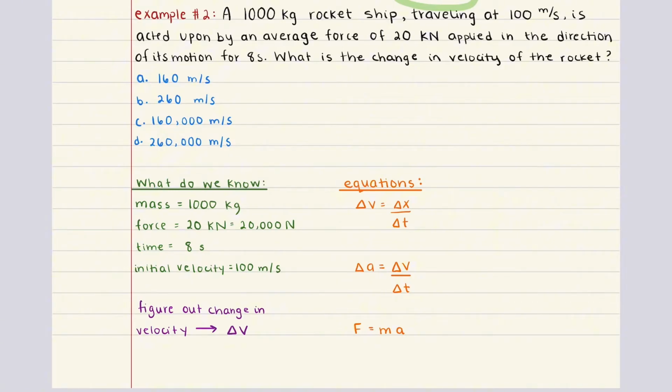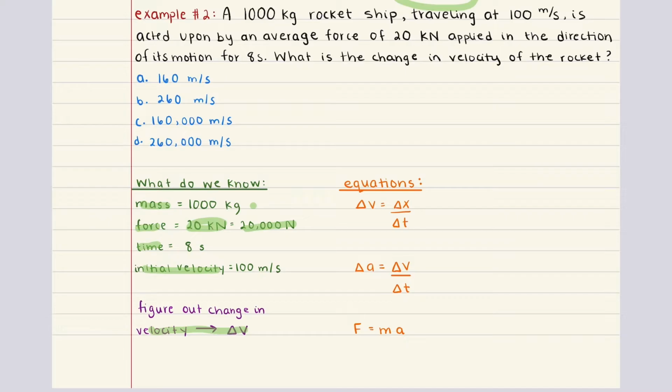Now, in this problem, we know the mass of the rocket, it's 1,000 kilograms. We know the force, it's 20 kilonewtons, in other words, 20,000 newtons. The time is 8 seconds, and the initial velocity is 100 meters per second. Now, our goal is to figure out the change in velocity, delta V. That's our goal. Let's go ahead and keep that in mind and write down any relevant equations we can use here.